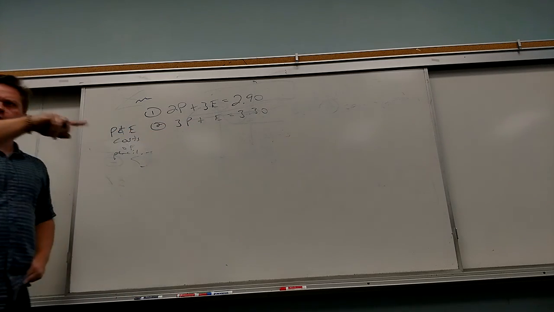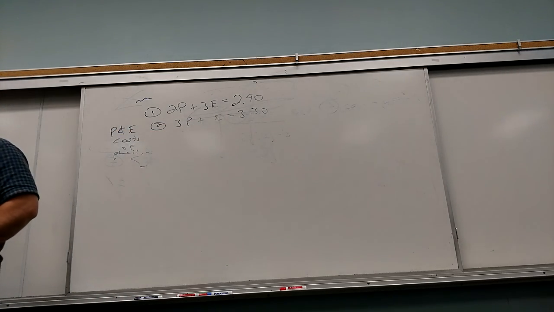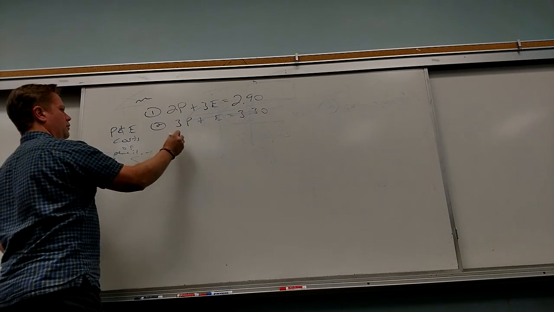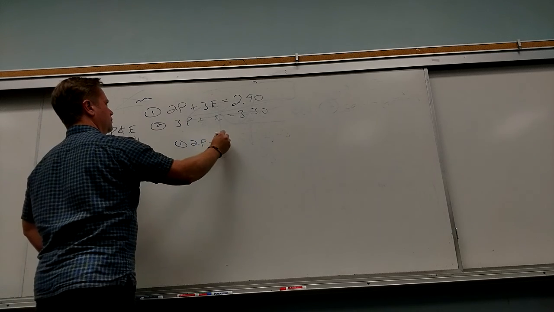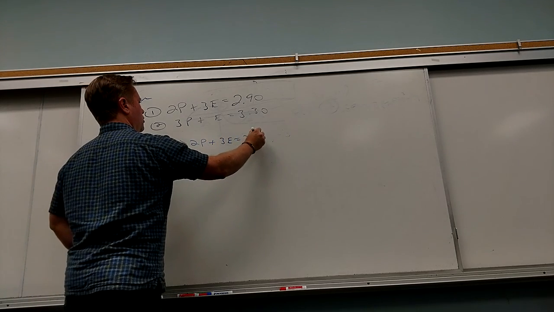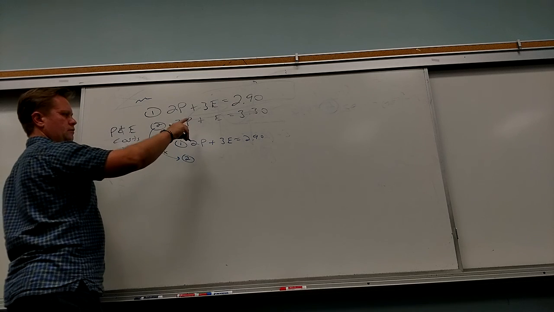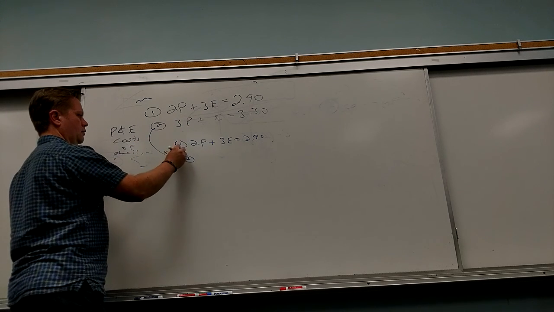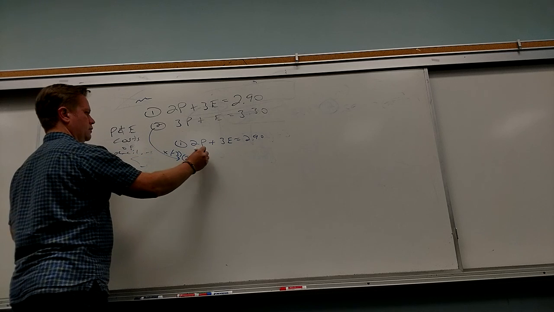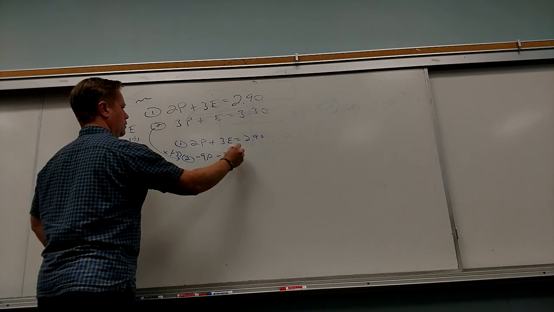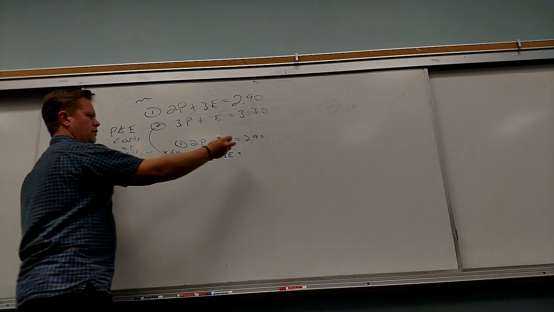Do you see how that relates to the matrix stuff? I know you don't have to worry about it yet, but when I see a 1, that's awesome. I can use it to kill everybody else. So I want to rewrite my first equation. What do I want to multiply the second one by? Negative 3. I like it. So negative 9p minus 3e equals 330 times negative 3, negative 9.